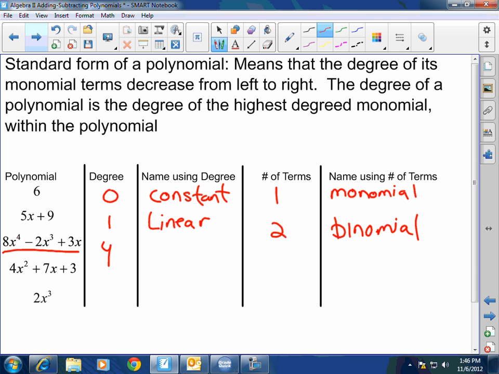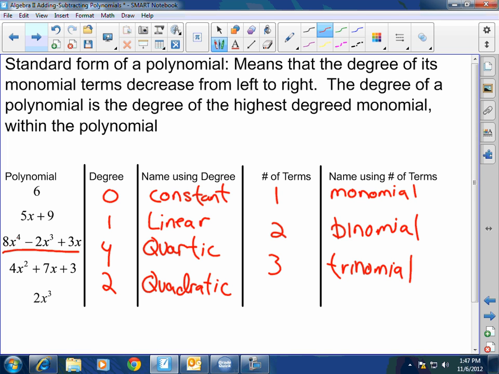Okay, what's the name using the degree 4? Does anyone remember? No. Close, very close. This is called quartic. Quartic. How many terms? 3. What's the name of a 3-term polynomial? Trinomial. Very good. How about this one? 4x squared plus 7x plus 3. What's the degree? 2. Now, what's the name using a degree of 2? Quadratic, yes. Quadratic is for a degree of 2. How many terms? 3. So it's a trinomial. Very good.